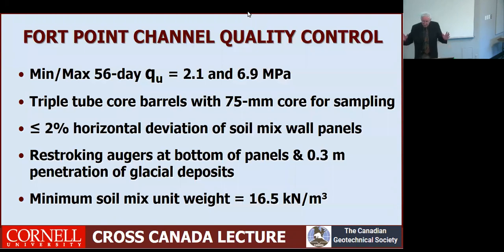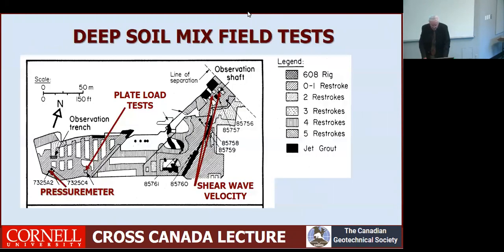Triple tube barrels were going to be used for sampling at 75 millimeter core. We were looking for a less than or equal to 2% horizontal deviation for the panels, restroking augers at the bottom of the panels, and then a minimum soil unit weight of 16.5. Again, you don't want the unit weights too low, because when you tow into those glacial tills, you want reasonable frictional resistance, which is going to depend upon the vertical stresses that are acting at that interface.